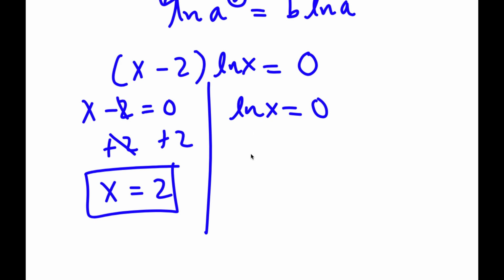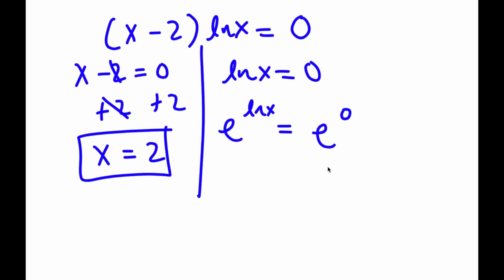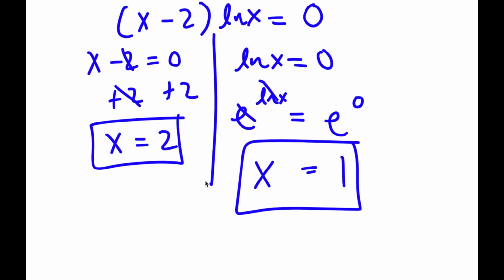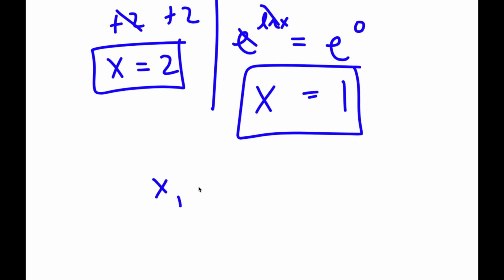Now for ln x equals 0, I'm going to take e to the power of both sides, and e to the power of 0, that's 1. E to the power of ln x, e and ln cancel out, so I'm left with x. So I get x is equal to 1. So my two solutions are x is equal to 2 and x is equal to 1.